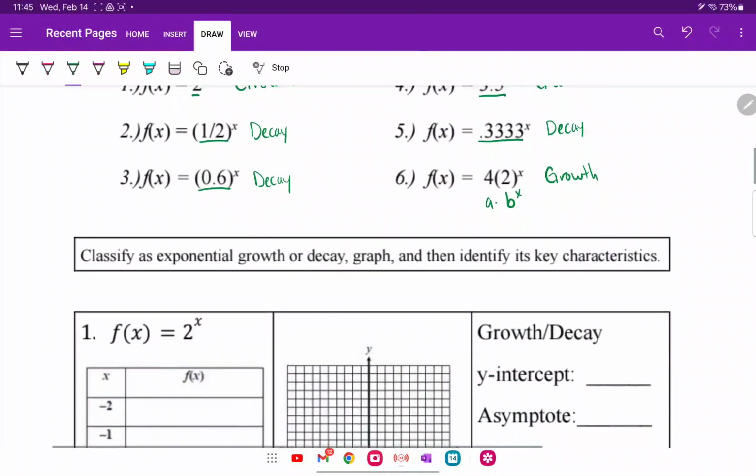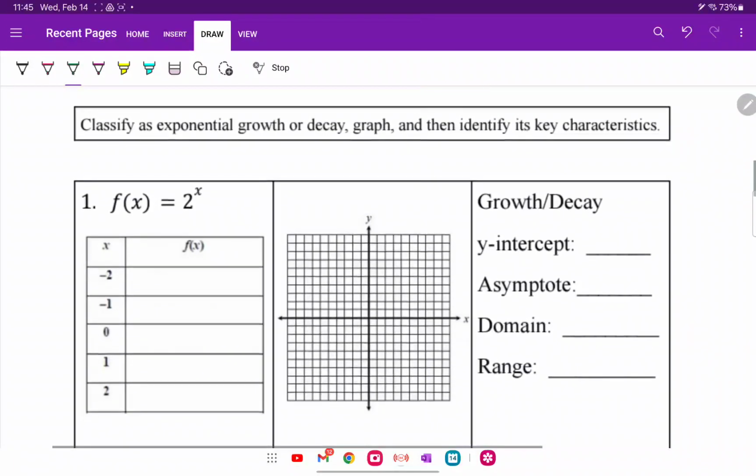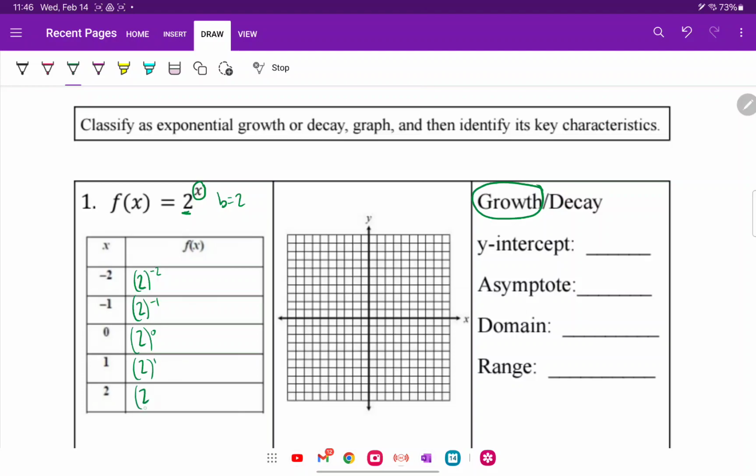All right, so let's classify as an exponential growth or decay graph, and then identify its characteristics. So the function here, I have f of x equals 2 to the x power. Our b value right here is 2. That is bigger than 1, so that's exponential growth. Now, what we're going to do here is create a table. Notice the x values are already given. They give us -2, -1, 0, 1, and 2. What we're going to do is plug those into x right here. So we have 2 to the -2 power, and we can just go do that all the way through: 2 to the -1, 2 to the 0, 2 to the first, and 2 squared.